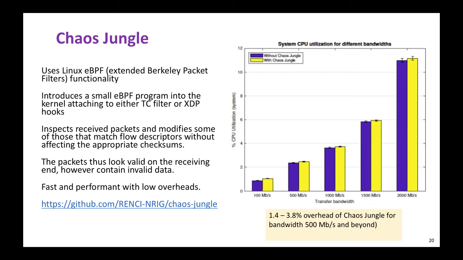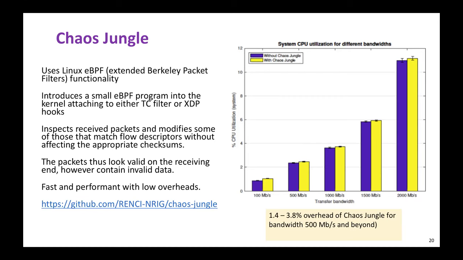And we see that our Chaos Jungle tool is pretty fast and performant, and the graph here shows that it has very low overheads, about 1 to 3.5% overhead for higher bandwidths. This is a tool that's available on GitHub, and people can test their software using faulty transfers using Chaos Jungle.